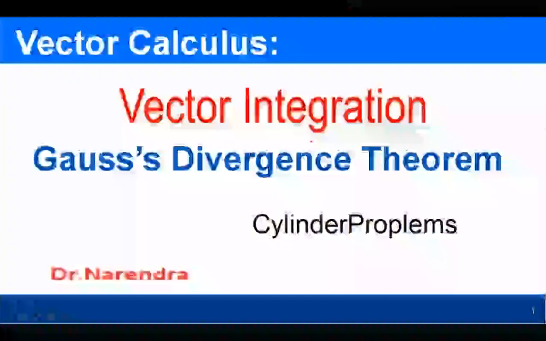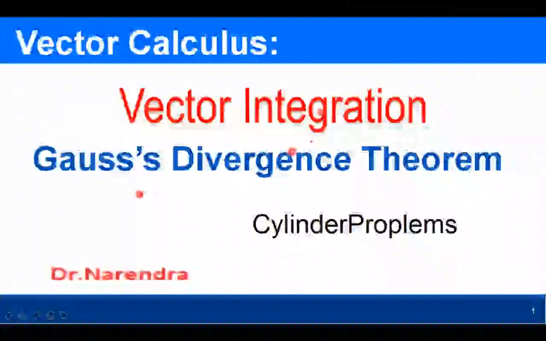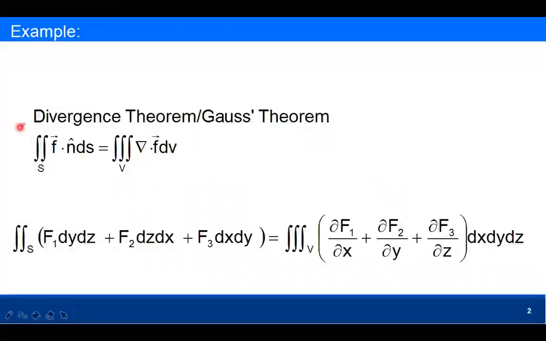Hi friends, in this lecture we will continue problems on Gauss divergence theorem. So this is the statement of Gauss divergence theorem. Double integral of f bar dot n ds over the surface S is equal to triple integral of del dot f bar dv over the volume V. So sometimes we use this notation also for solving the problems.